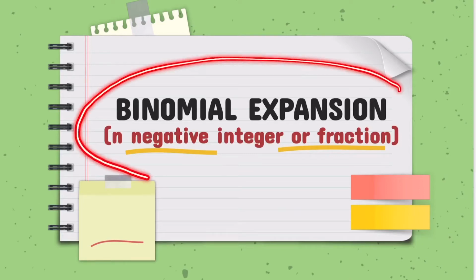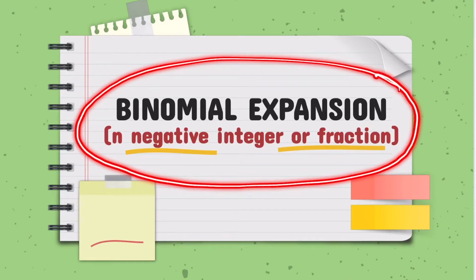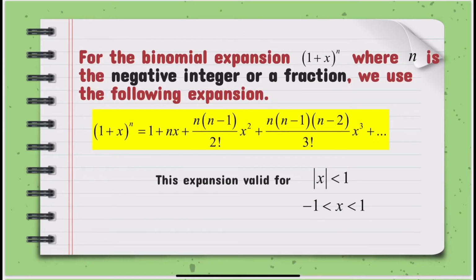Binomial expansion for n negative integer or fraction. For the binomial expansion (1 + x)^n, where n is a negative integer or fraction, we use the following expansion.